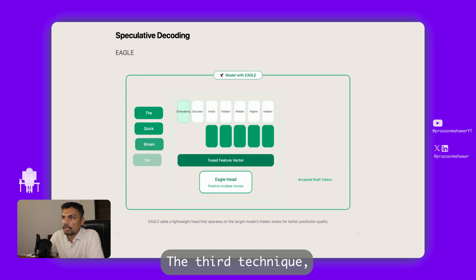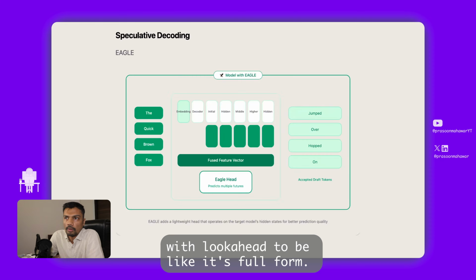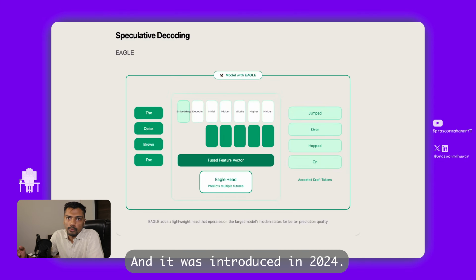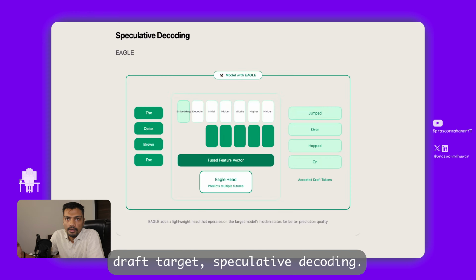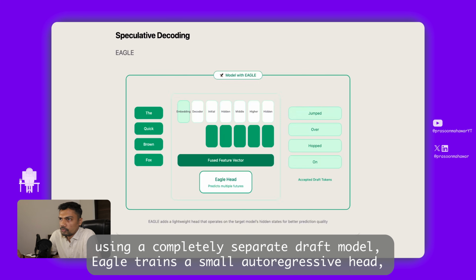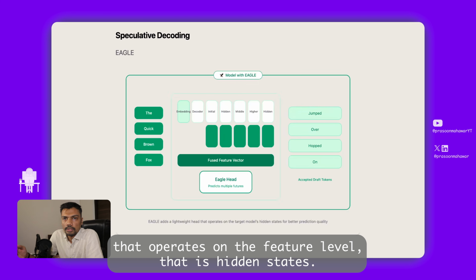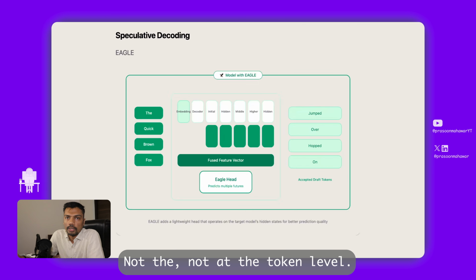The third technique is Eagle, or efficient autoregressive generation with lookahead, to be its full form. It was introduced in 2024. This was a major advancement over standard draft target speculative decoding. The key insight in this technique is that instead of using a completely separate draft model, Eagle trains a small autoregressive head that operates at the feature level, that is hidden states, not at the token level.